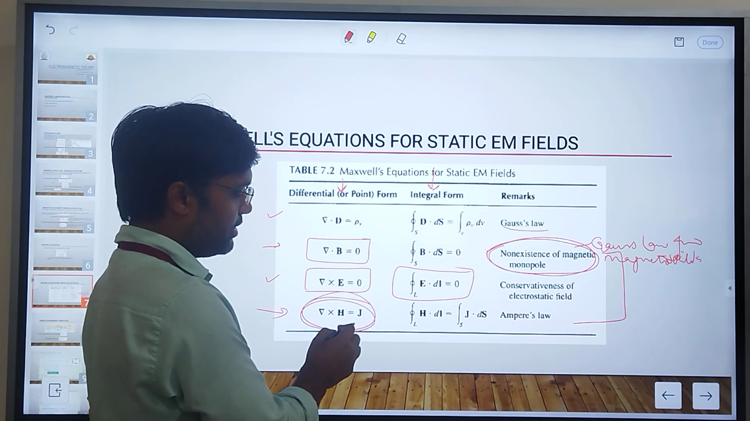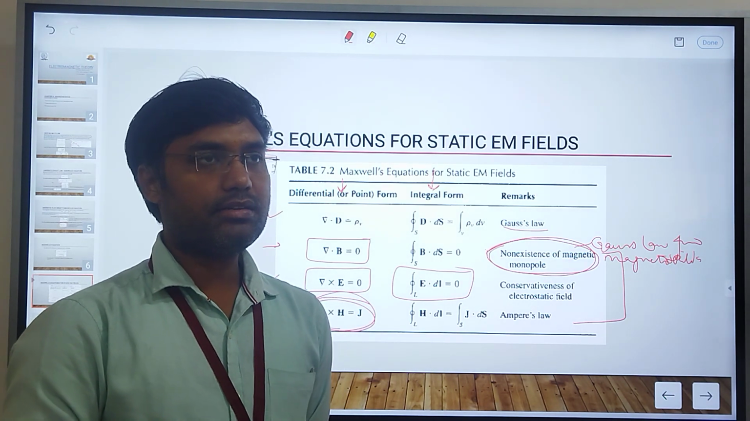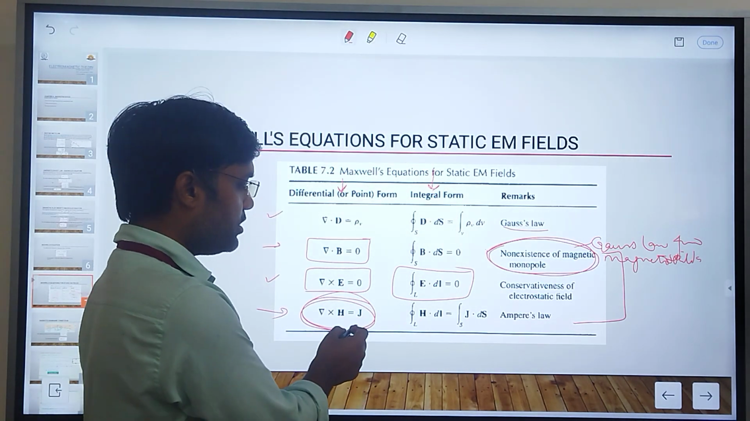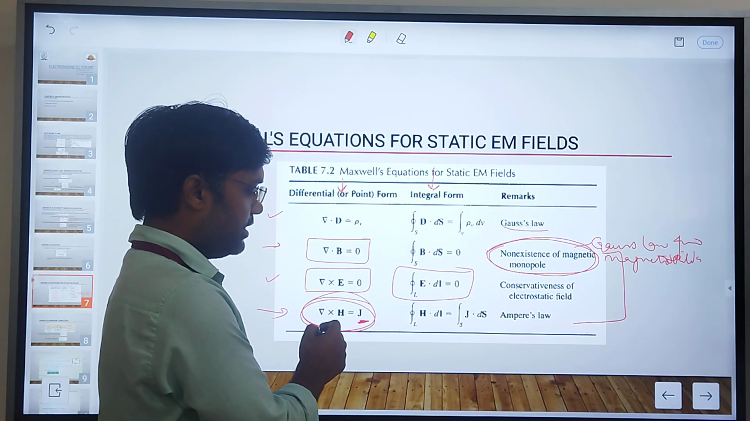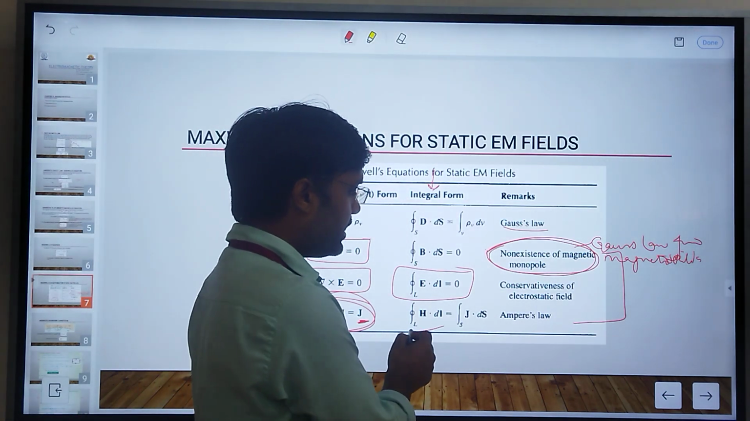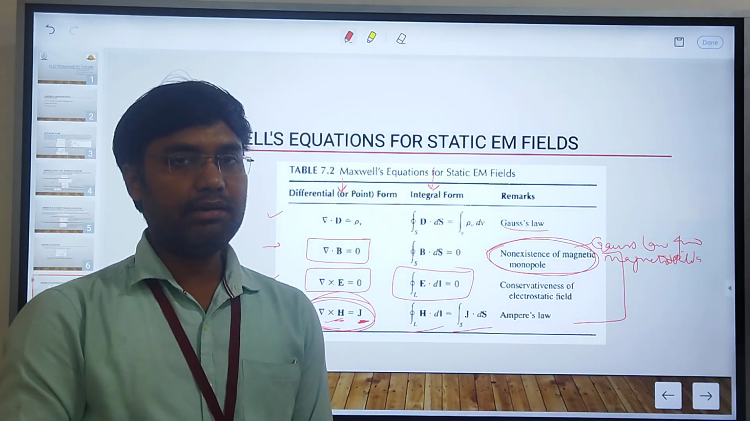Now come to equation 4. Equation 4 says that it is the Ampere circuital law. For any current carrying element, we can find out the magnetic field at any point P. So del cross H equal to J, where J is the current density and H is the magnetic field intensity. So the line integral of H dot dl equals the surface integral of J, the current density. It is the Ampere circuital law.